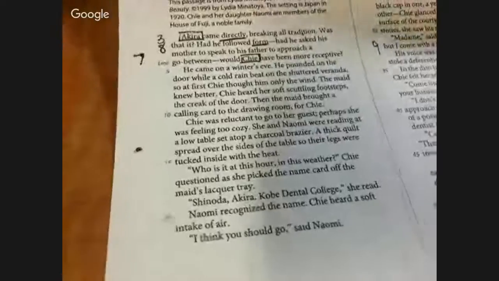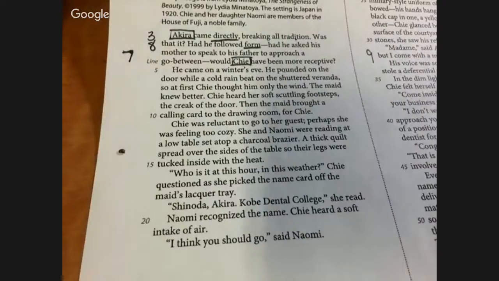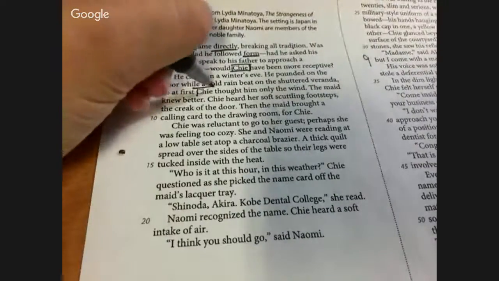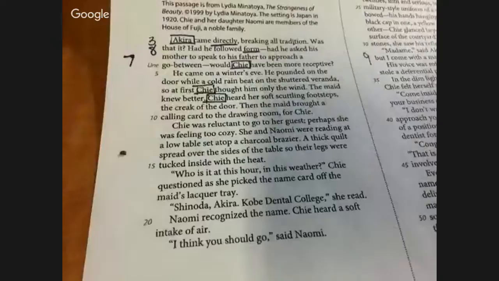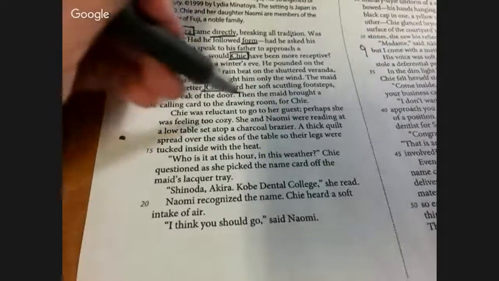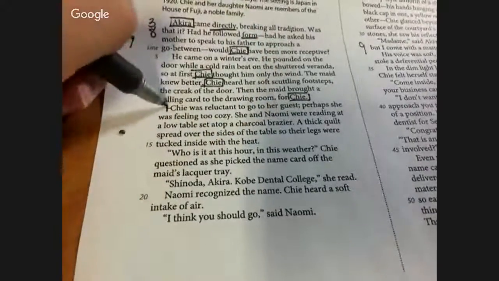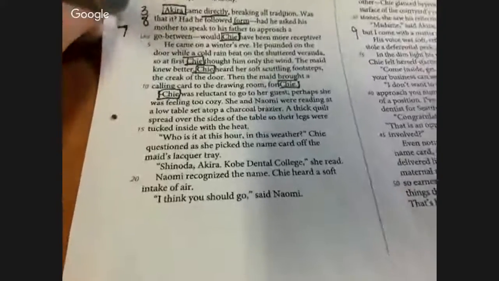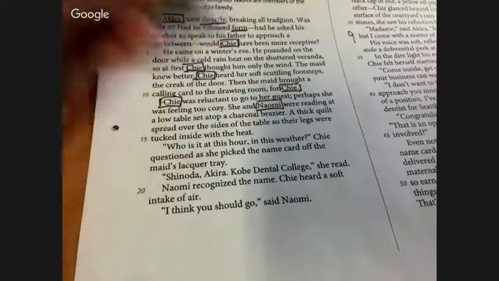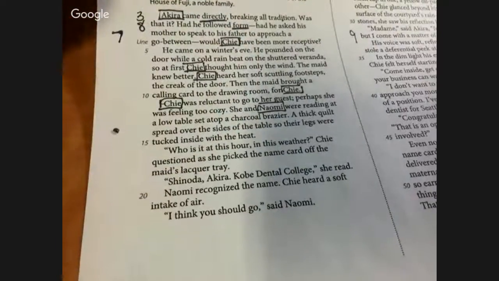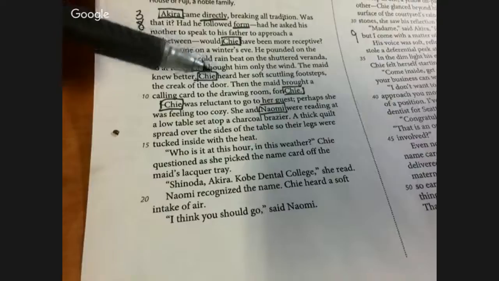He came on a winter's eve. He pounded on the door while a cold rain beat on the shuttered veranda. So at first Chie thought him only the wind. The maid knew better. Chie heard her soft scuttling footsteps, the creak of the door. Then the maid brought a calling card to the drawing room for Chie. Chie was reluctant to go to her guest. Perhaps she was feeling too cozy. She and Naomi were reading at a low table set atop a charcoal brazier. A thick quilt spread over the sides of the table so their legs were tucked inside with the heat.